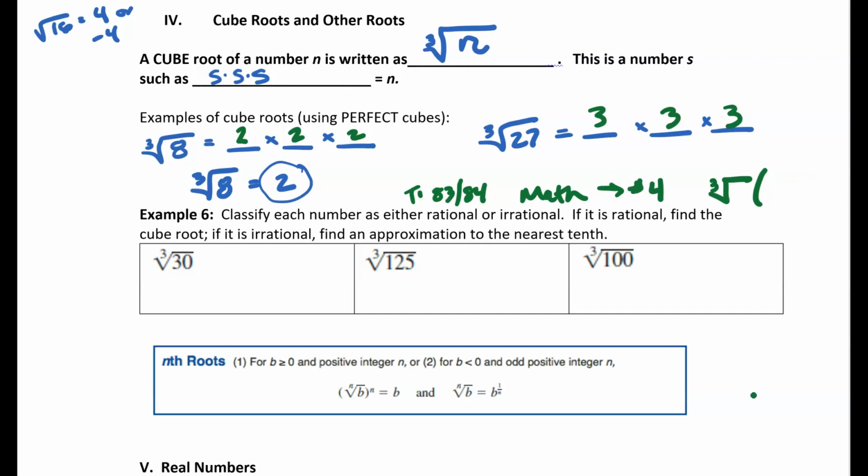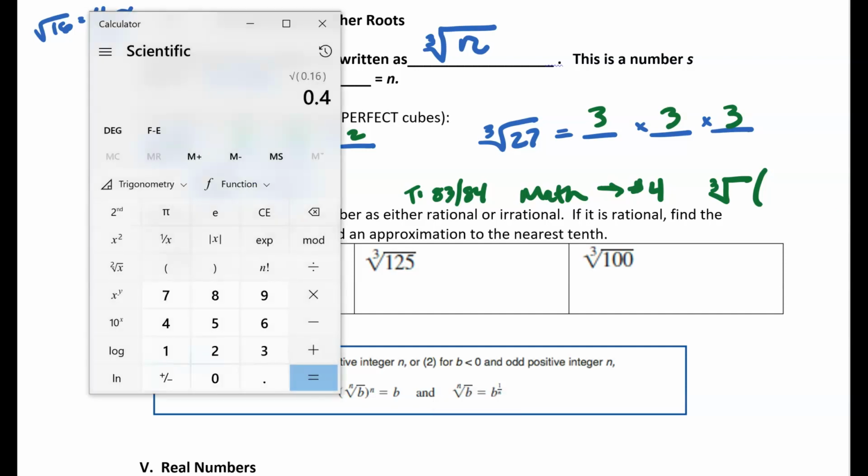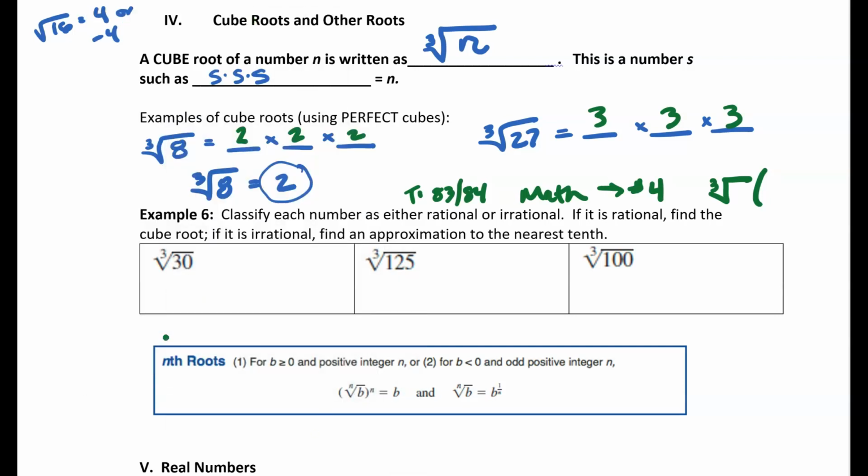I know with my scientific calculator on the computer, I don't have a cube root button, but one way around that is you can use an exponent. So I'm going to jump ahead to this box down here, nth roots, and then I'm going to come back and do example 6. The cool thing about a root is you can write it as an exponent. That's what this explains down here. The nth root of b is the same thing as b to the 1 over n. So let me do a couple examples.